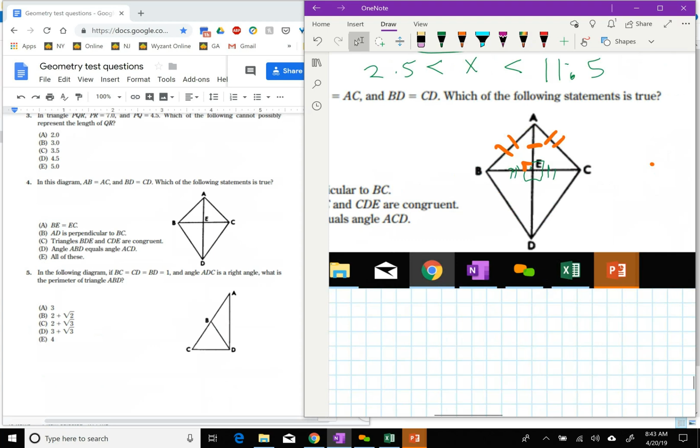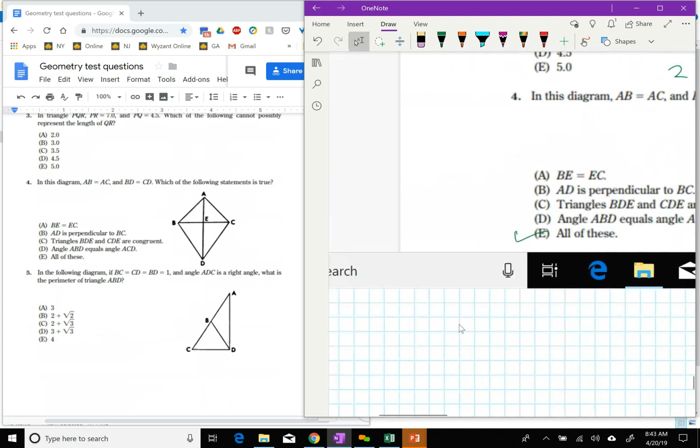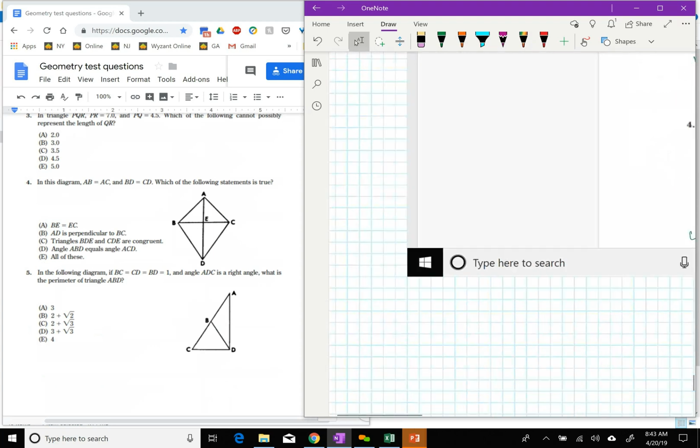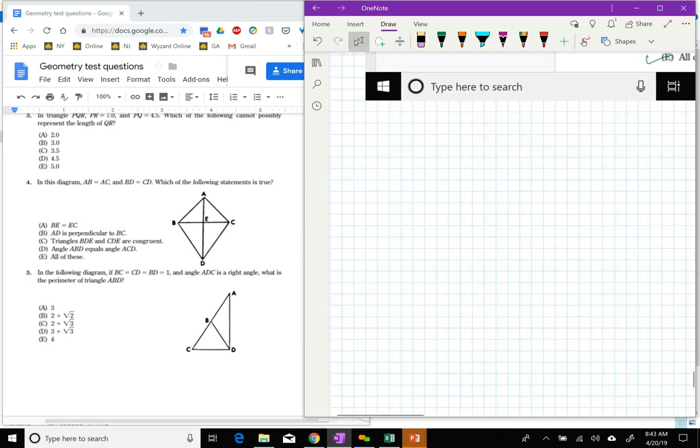Try number 5. In the following diagram, if BC equals CD equals PD equals 1, angle ADC is a right triangle. What is the perimeter of triangle ABD?